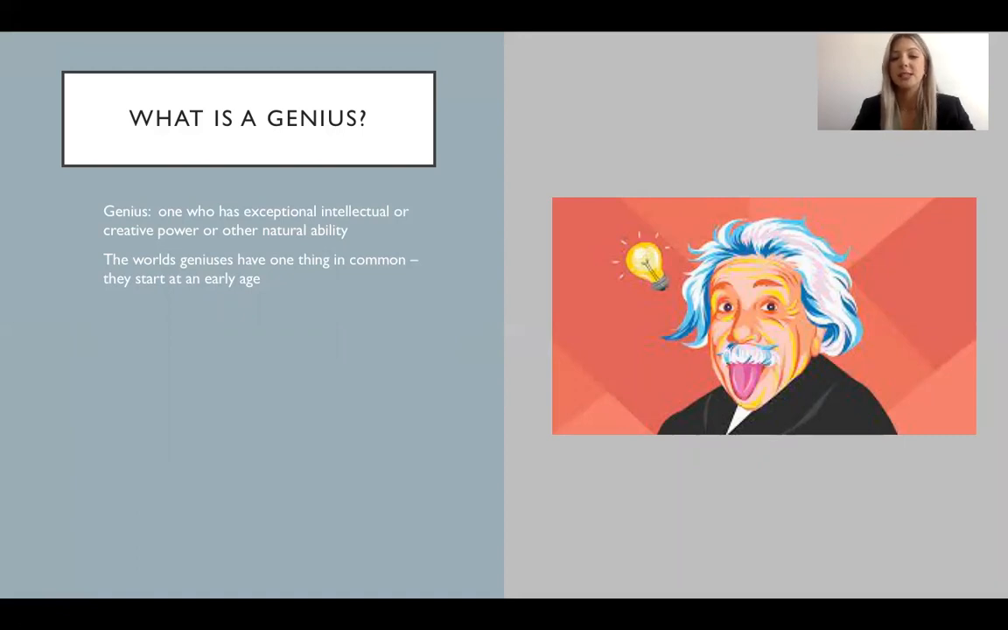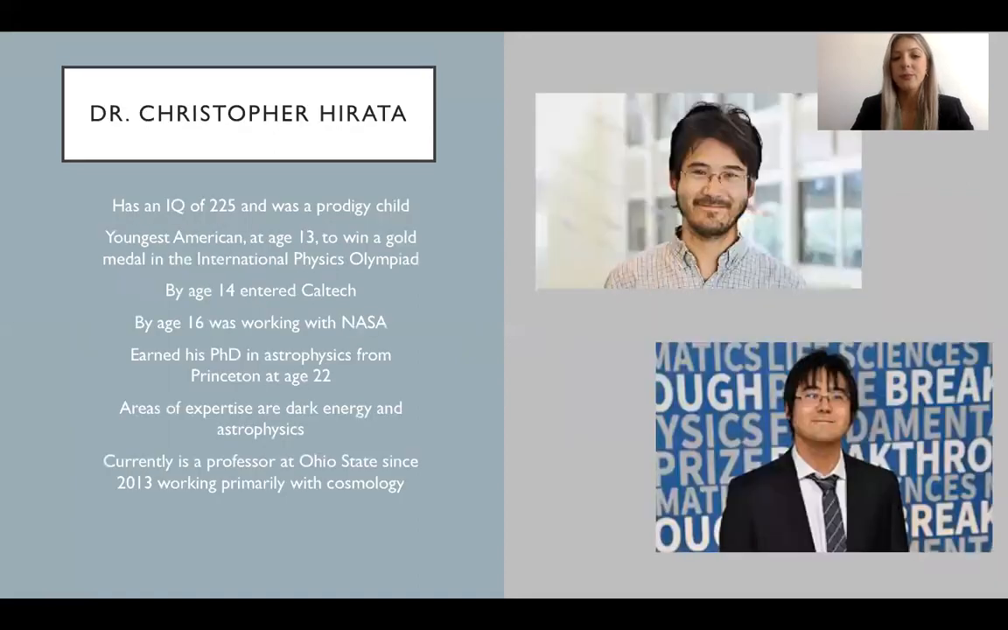Many of the world's geniuses have one thing in common. They start at an early age. Like Dr. Christopher Herita, who has an IQ of 225 and was a prodigy child. He was the youngest American at age 13 to win a gold medal in the International Physics Olympiad. By age 14, he had entered Caltech, and by age 16, he was working with NASA.